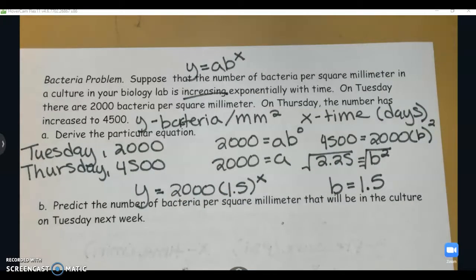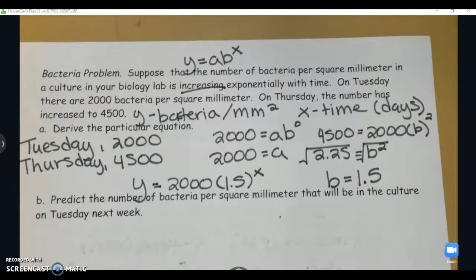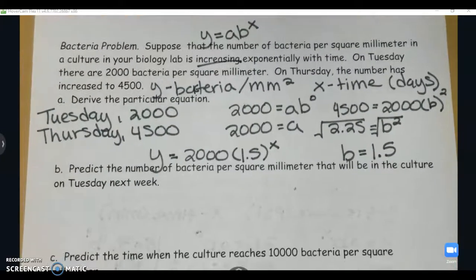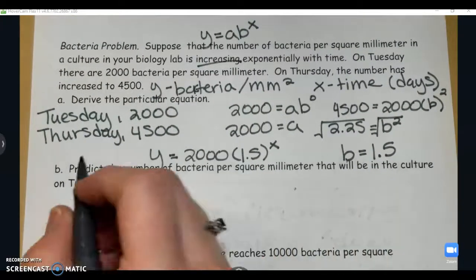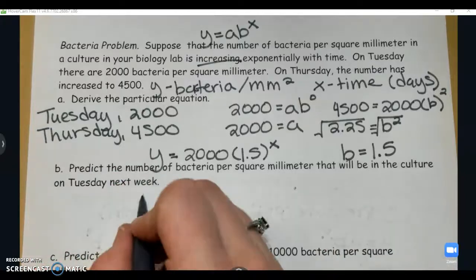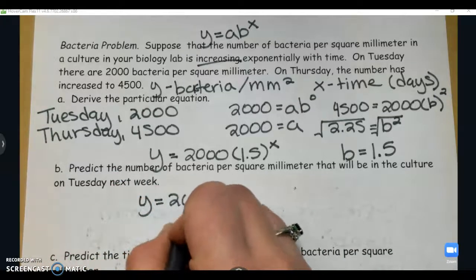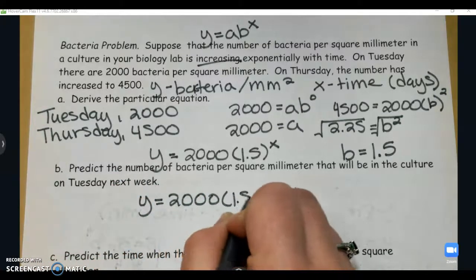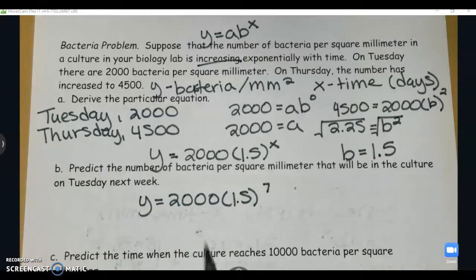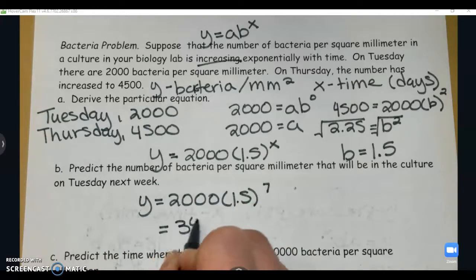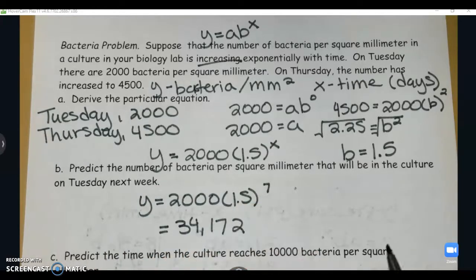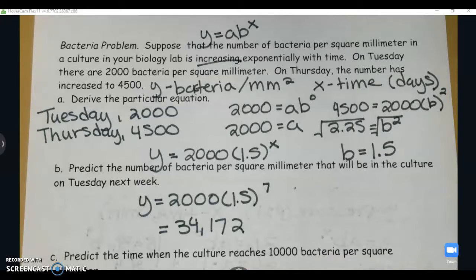All right, so how do we predict the number of bacteria per square millimeter that will be in the culture on next Tuesday? Well, next Tuesday, that time will have been 7 days. So we are going to plug in 7 in place of x in our equation. And again, plugging that into your calculator, we're going to get about 34,172 bacteria per square millimeter.